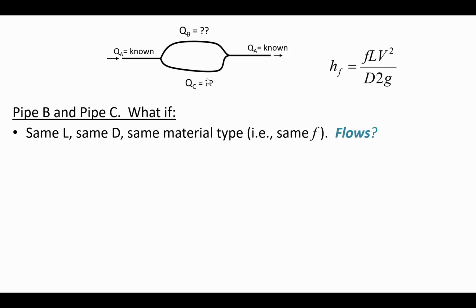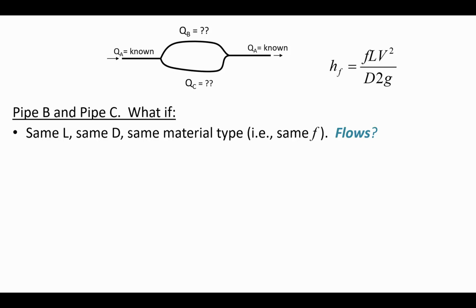Any guess about that? If they're identical in every way, how much would go through B versus how much would go through C? Do you know which pipe would carry more flow? Logan says equal. Gavin says half and half. Andrew says 50-50 split. David Ball says 50-50.